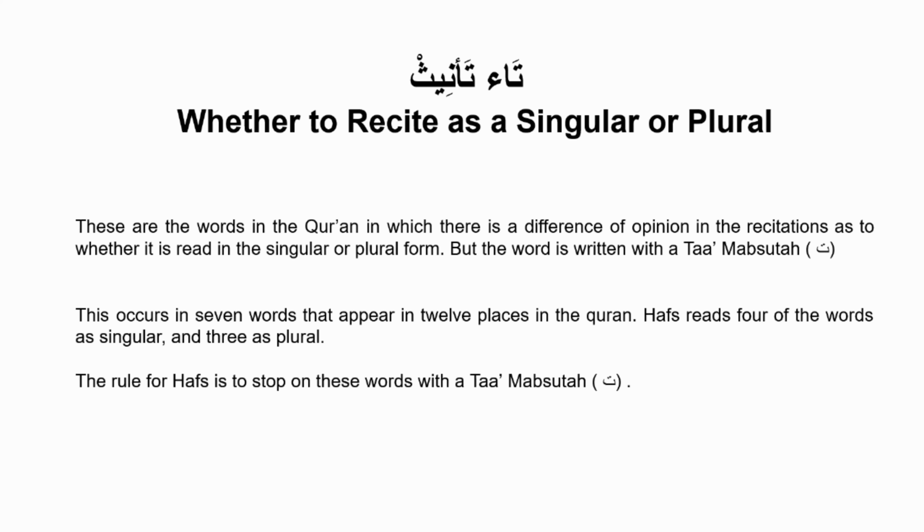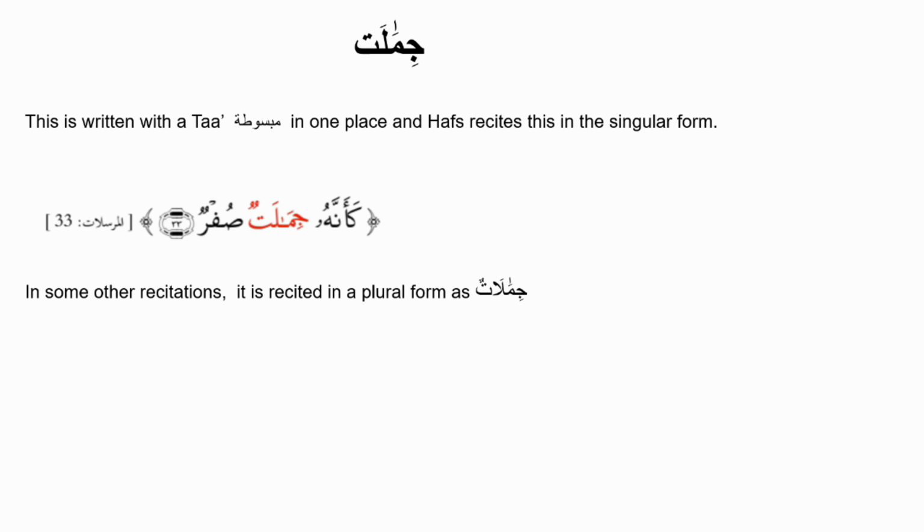And in the recitation of Hafs, Hafs reads 4 of those words as a singular and 3 of them as plural. And because Hafs follows the writing of the Quran, we stop on those words with ta mabsuta, the flat ta. And the first one is jimalatun. This word is written with ta mabsuta at one place in Suratul Mursalat, and Hafs recites this word in a singular form like this, jimalatun.